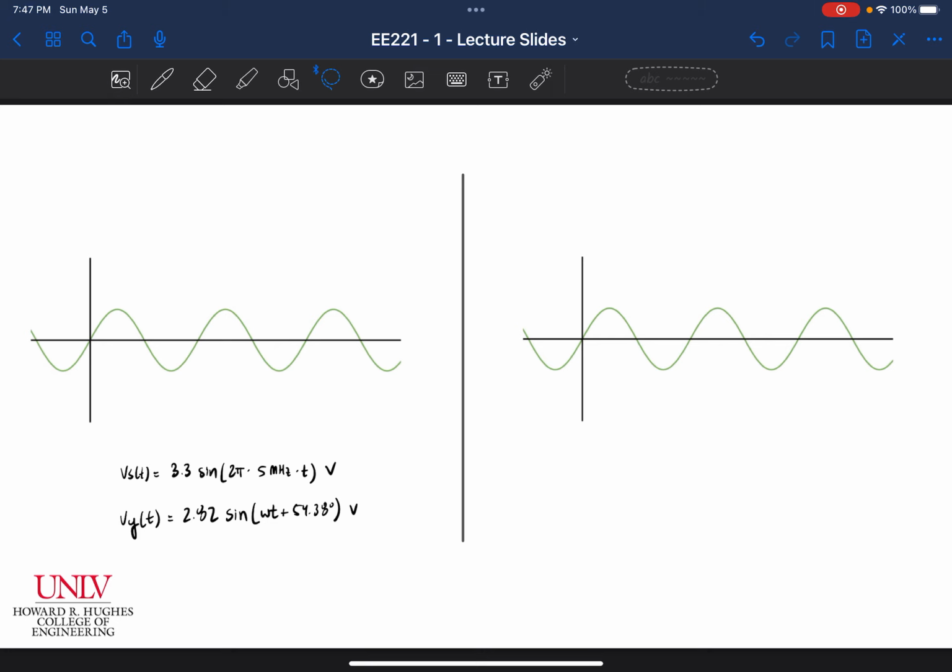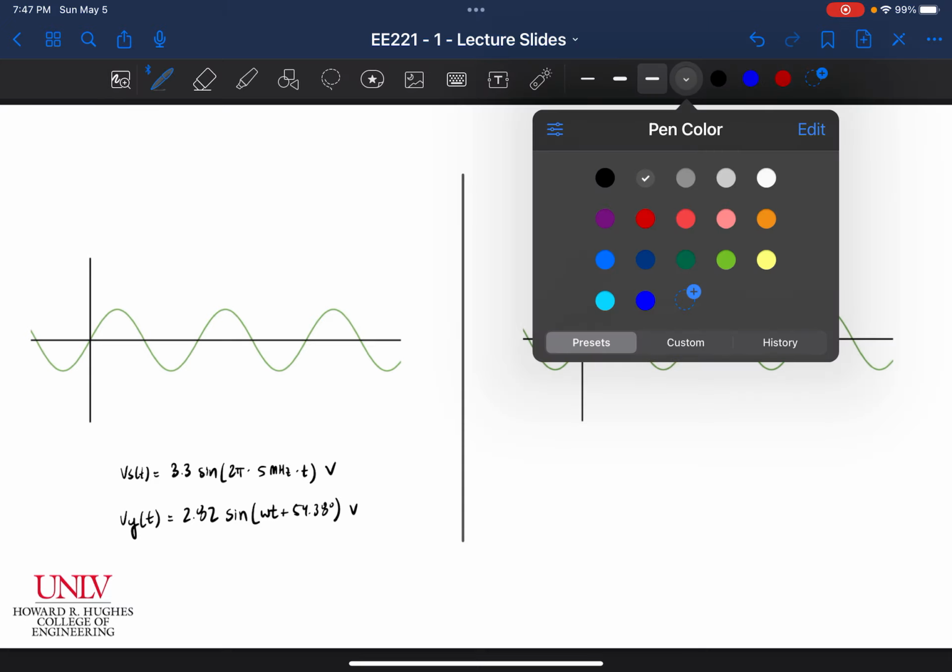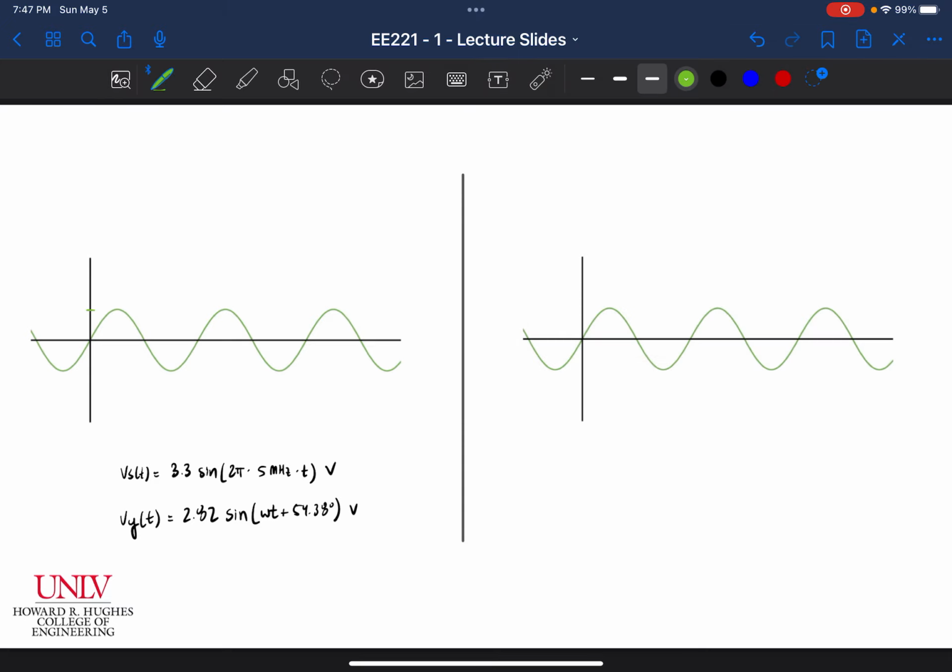Okay, so we know that if I was going to plot Vs of t, let's say Vs of t is my green waveform here, the one that I already have here. It has no phase shift. We can see that it's 2 pi times 5 megahertz times t, and then there's no phase shift. It would be like a +0 inside the parentheses there. I'll go into a green color, and I'll say that this signal has an amplitude of 3.3 volts.